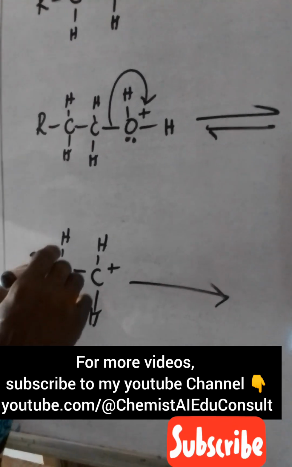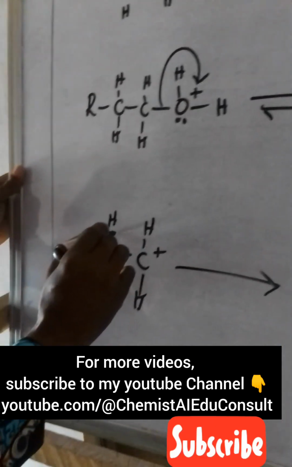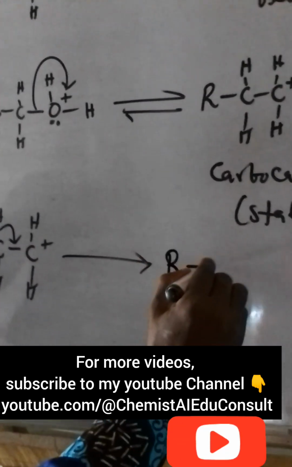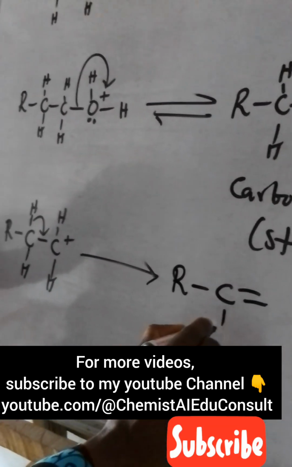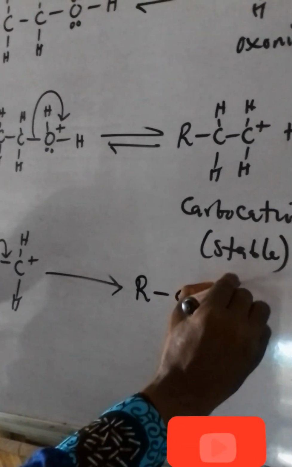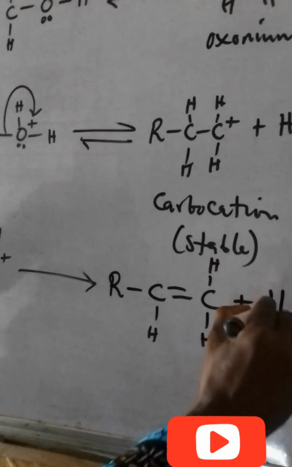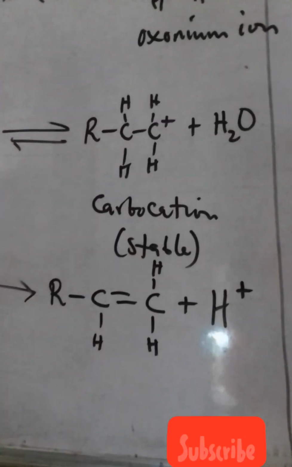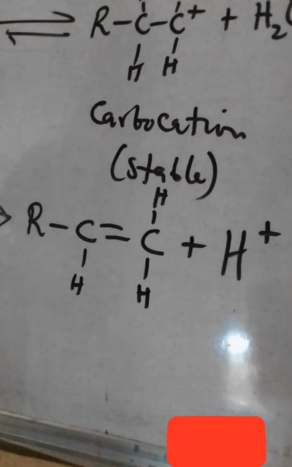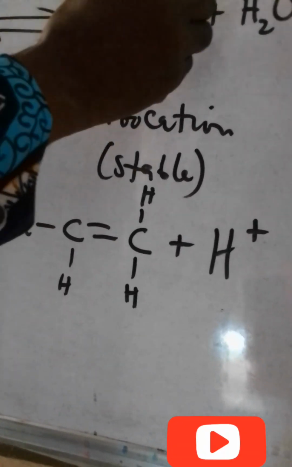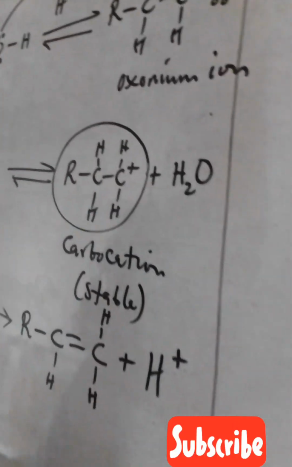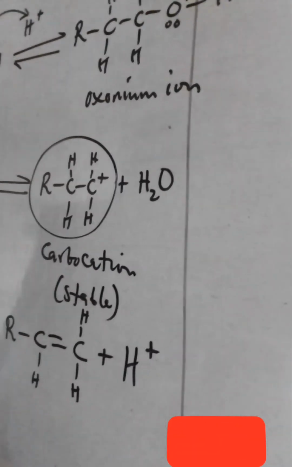Now, one of the hydrogen ions will get lost by breaking its bond into this bond, and we have RCH=CH2 and H+, and this H+ goes for the regeneration of the acid that started this reaction. Now, the kind of carbocation formed is what determines the rate of reaction.